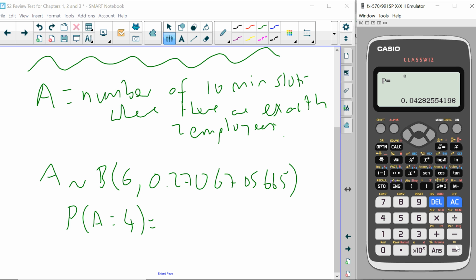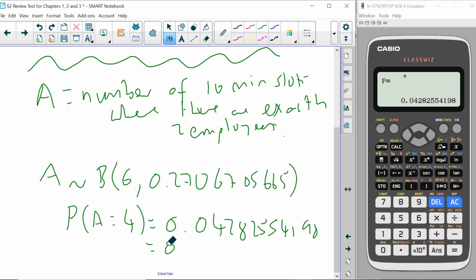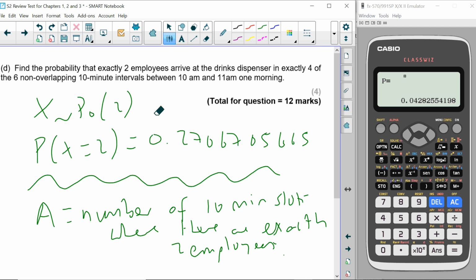So here, the probability is going to be equal to 0.04282554198, or as prepared, sorry, 0.0428 to 4 significant figures. Okay, so that deals with that one. In this one, what we needed to do was find the probability that exactly 2 were there. So it was a binomial with the distribution that I could work out. Sometimes they give you that as a part A, where you find one probability, and then the next bit is to use that probability as a binomial.